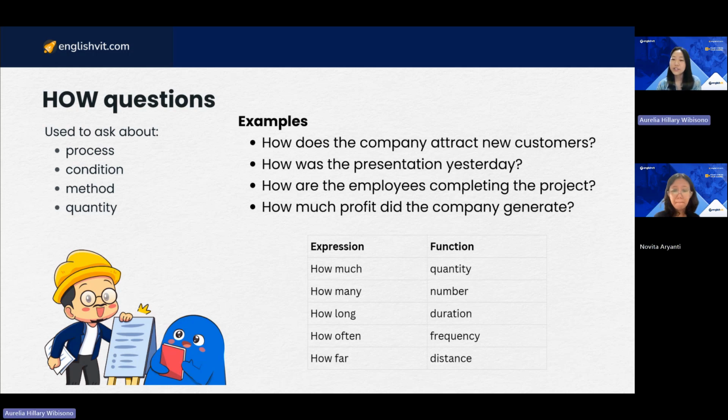How was the presentation yesterday? The presentation went well yesterday. How are the employees completing the project? The employees are completing the project using, wait, let me rephrase it. The employees are completing the project using sprint planning. Okay. How much profit did the company generate? The company generated 1 million USD in profit. Okay, yeah, you can say that.